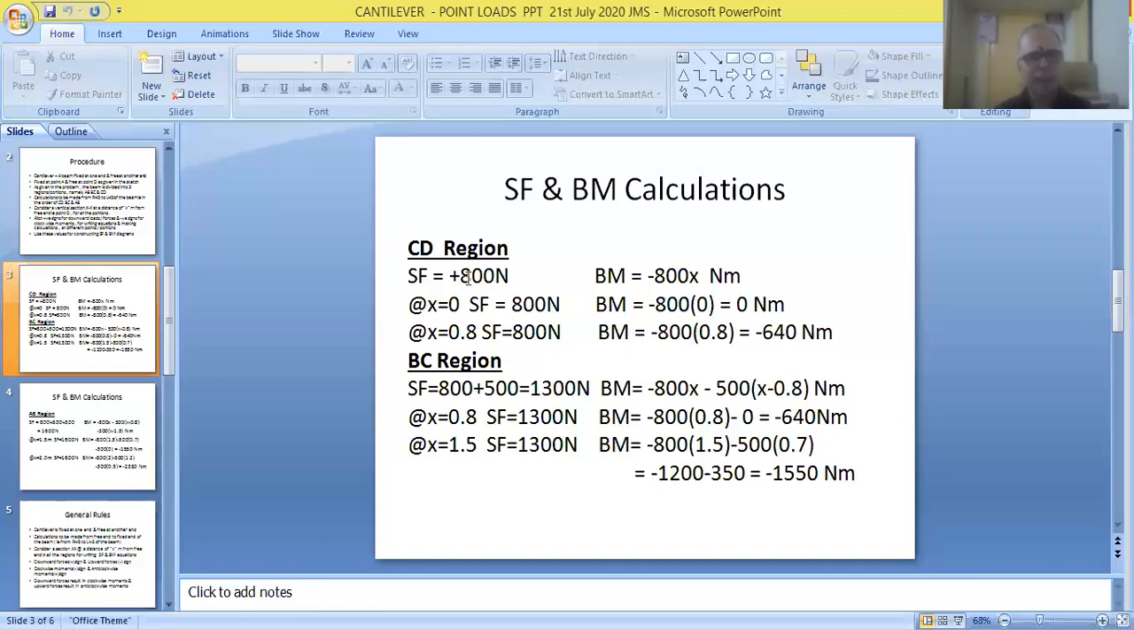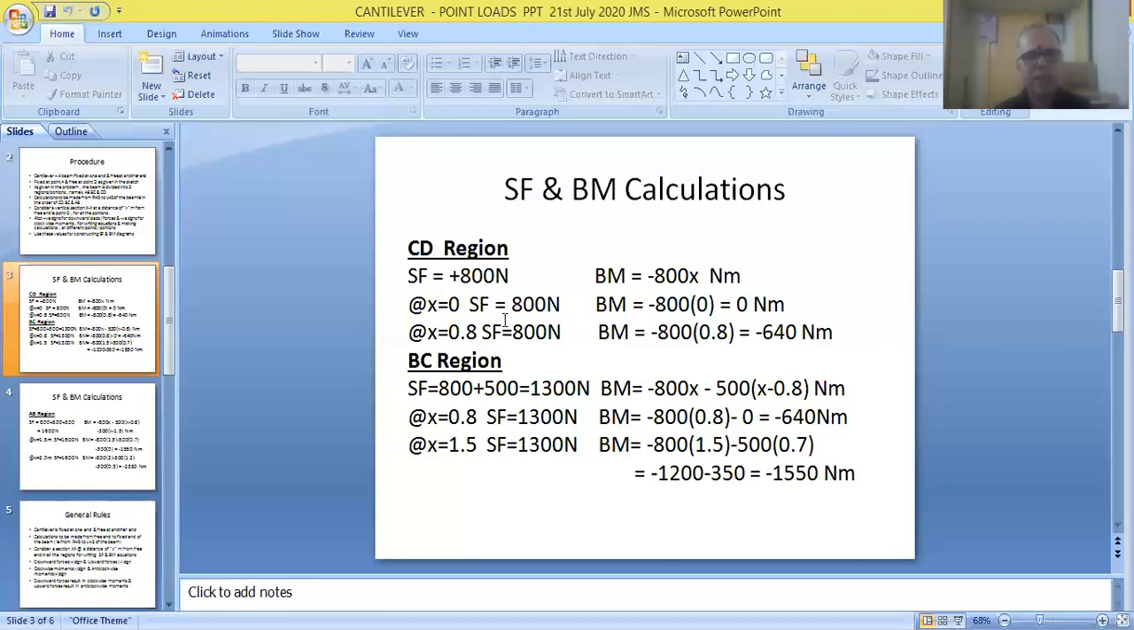Now this general equation is totally free of the x parameter. So therefore SF will be equivalent to 800 newtons. Here also SF will be equivalent to 800 newtons. It is independent of this x value, whereas the bending moment is totally dependent upon the x value. So the x value is appearing in the main bending moment equation.